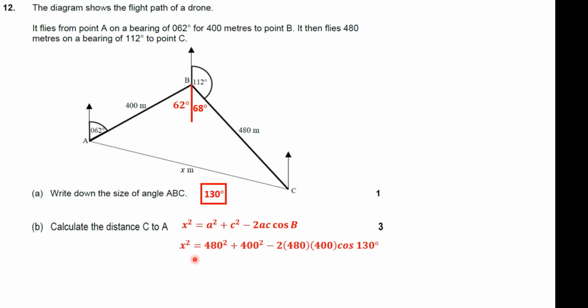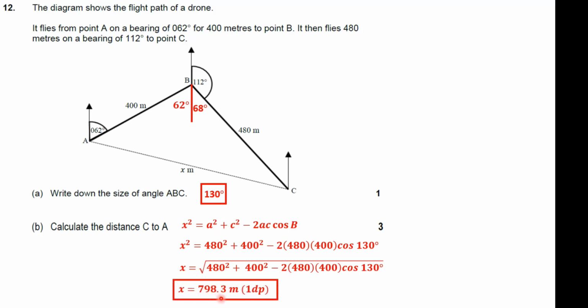Right, with the calculator, just do the right hand side as you see it. You get x squared equals that. Now, I beg your pardon, x equals the square root, because you want to find the square root of it. So put all that in the calculator and then do the square root of the answer, and you get the answer. X is 798.3 meters to 1 decimal place. And there you go. That's question 12.